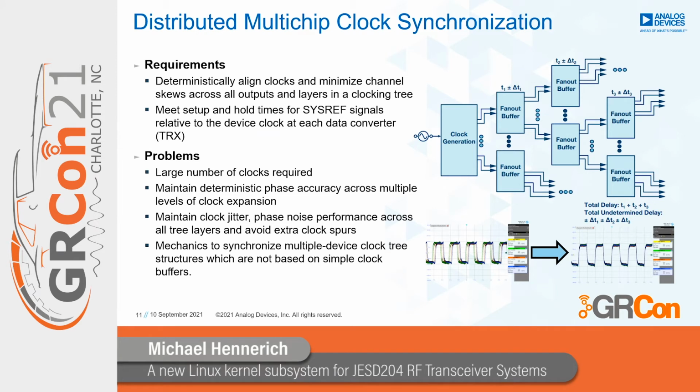Distributed multi-chip clock synchronization is also often challenging. So the requirements are to deterministically align clocks and minimize channel skews across all outputs and layers in the clocking tree, and also to meet setup and hold times for subsystem signals relative to the device clock at each data converter. The problems are a large number of clocks are required. We need to maintain deterministic phase accuracy across multiple levels of clock expansion, maintain jitter and phase noise performance across all layers, and also we need some mechanism to synchronize multiple device clock tree structures which are not based on a simple clock buffer.